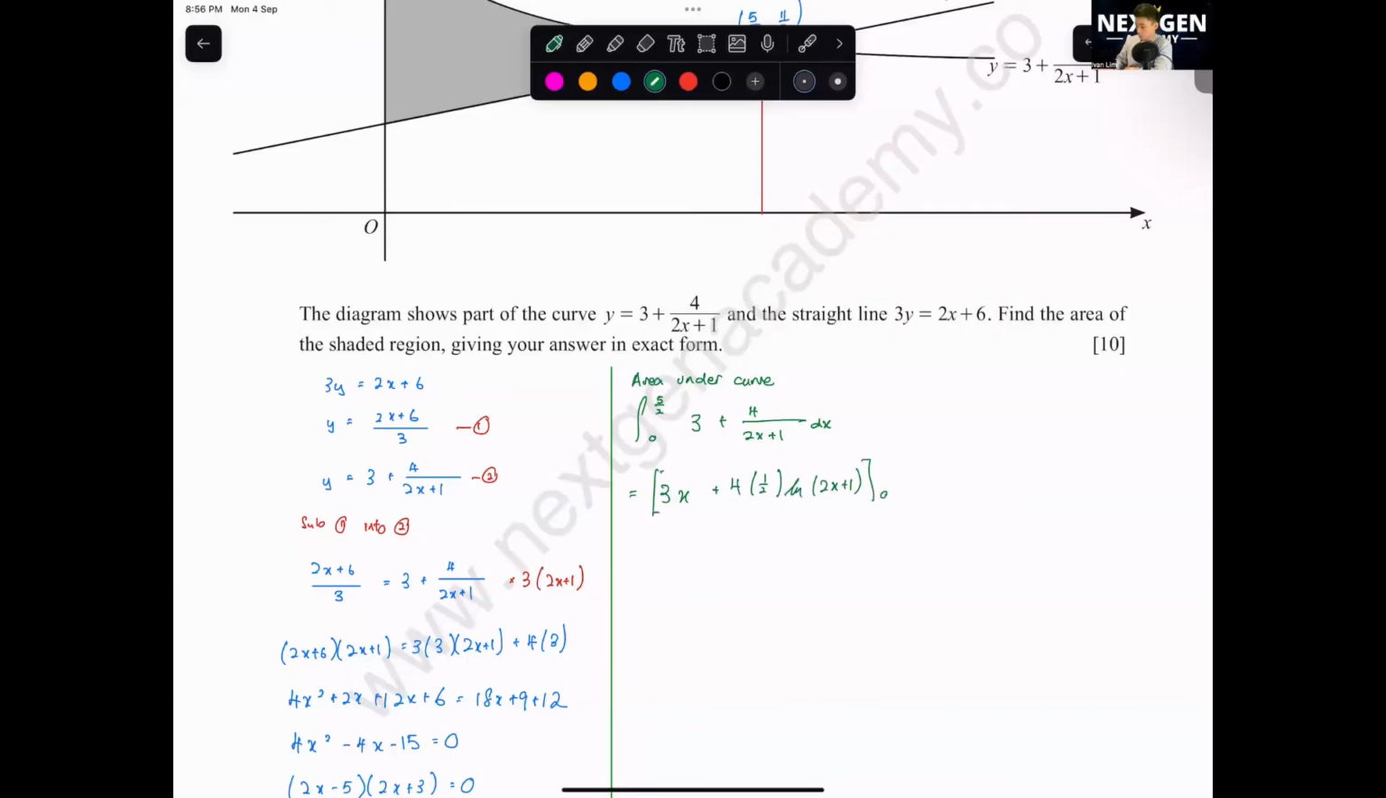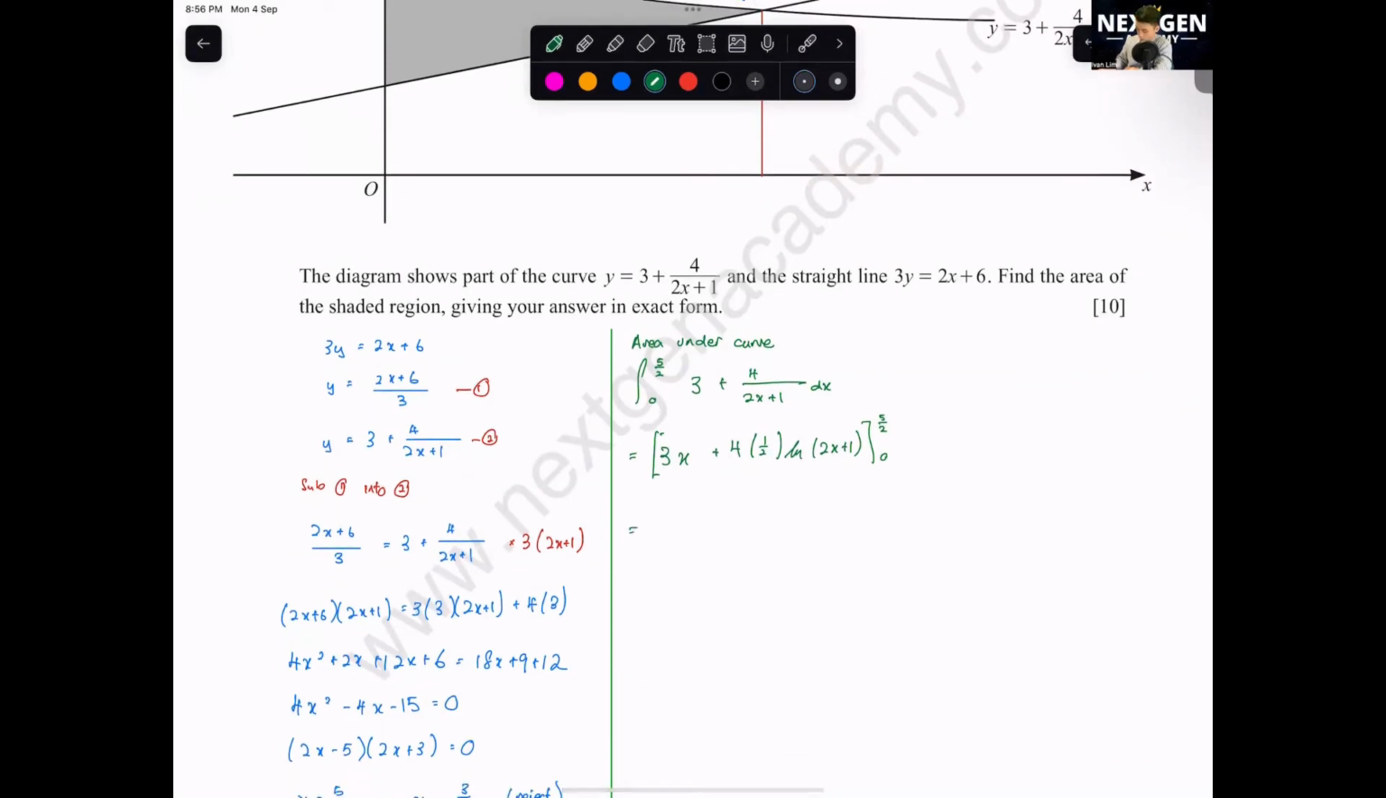From 0 to 5 over 2. Then we are going to substitute it in. 3 times 5 over 2, and 4 times 1 over 2 will become 2. So 2 ln of 2 times 5 over 2 plus 1. How many brackets do I need? Like this, right?